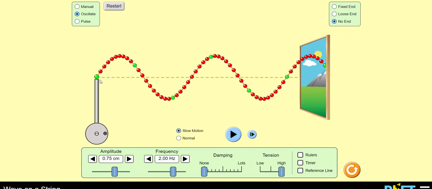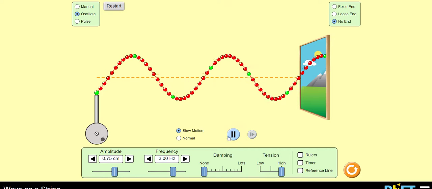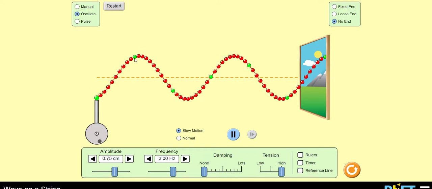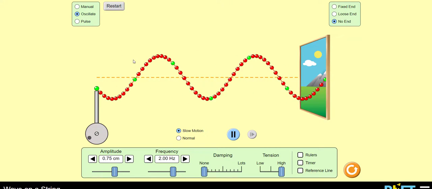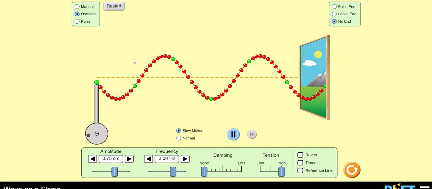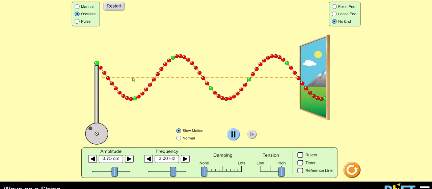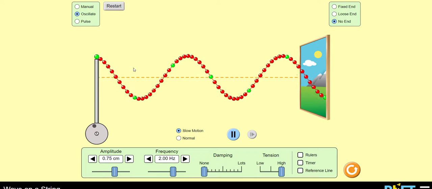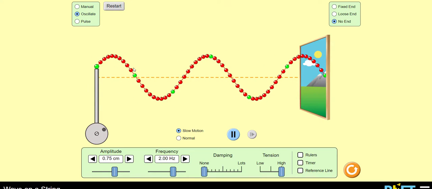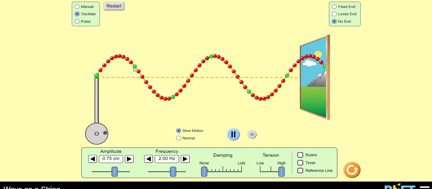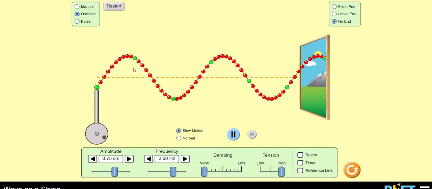So far, we've only talked about the green particle at the left end. However, you'll know or may have noticed that everything we've discussed holds true for any of the other particles. So this green particle over here oscillates or vibrates with the same amplitude, period, and frequency as the green particle at the left end.